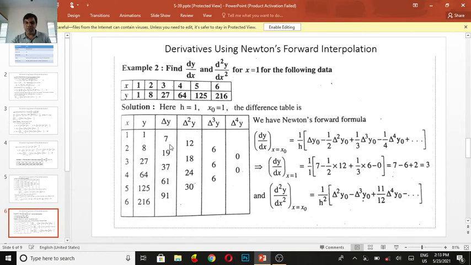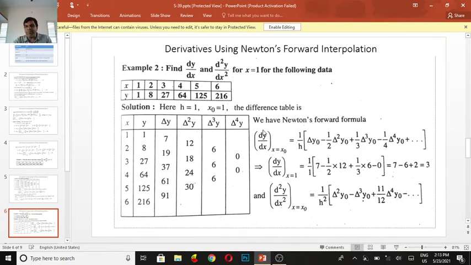Del square, the corresponding differences: 19 minus 7 is 12, 37 minus 19 is 18, 61 minus 37 is 24, 91 minus 61 is 30. Then del cube y: 18 minus 12 is 6, 24 minus 18 is 6, 30 minus 24 is 6. Again, taking the difference, we get 0.